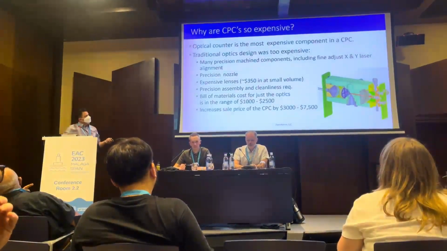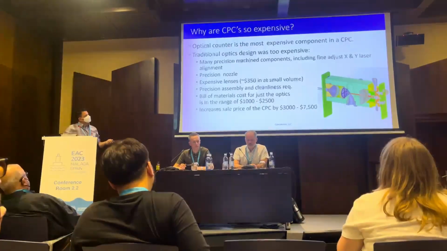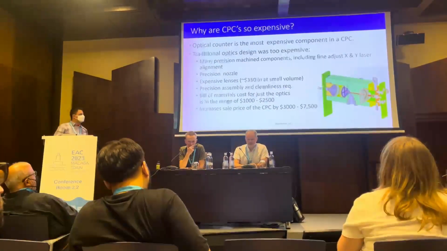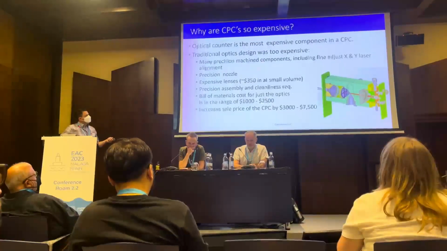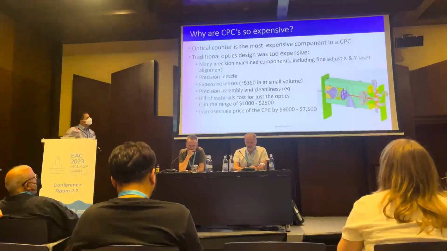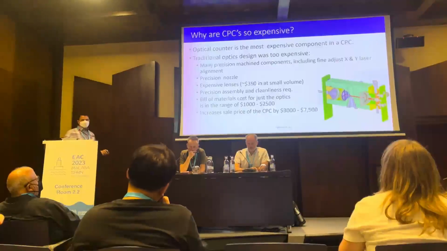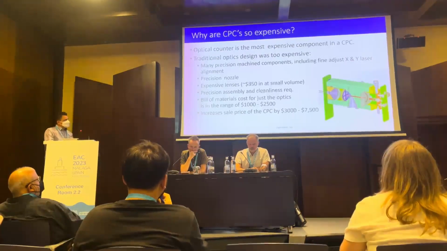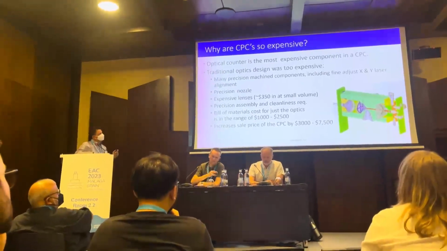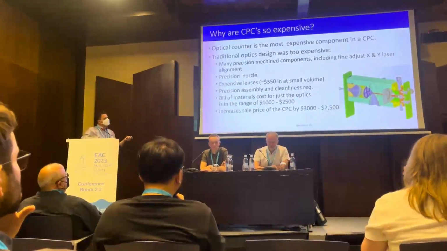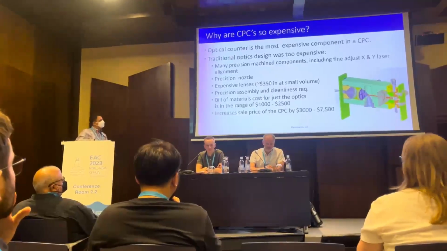So what you have is typically a laser diode that goes into a collimating lens, then to a cylindrical lens to focus over a nozzle, and two nice big aspheric lenses for your forward light scatter. You have a precision nozzle. All this adds up to a lot of precision machine parts, a lot of precision assembly, fine precision adjustments, and that's cost. Just the glass, the lenses alone, at small volume are about $350.